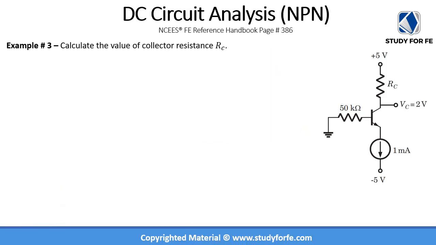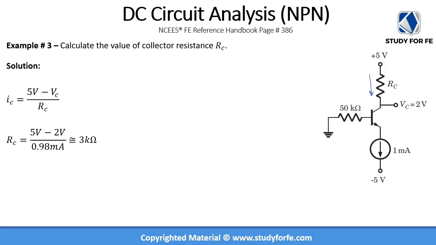Let us now take a look at another practice problem. This is a relatively simple practice problem, especially since we have already analyzed most of the circuit. We are being asked to find the value of the collector resistance RC. When we were solving example number 1 and example number 2, we really didn't have to worry about RC because VC was already provided to us. That may not always be the case. But in this case, the question didn't explicitly mention what RC is, so that is the only unknown left in the circuit. So let's analyze this.